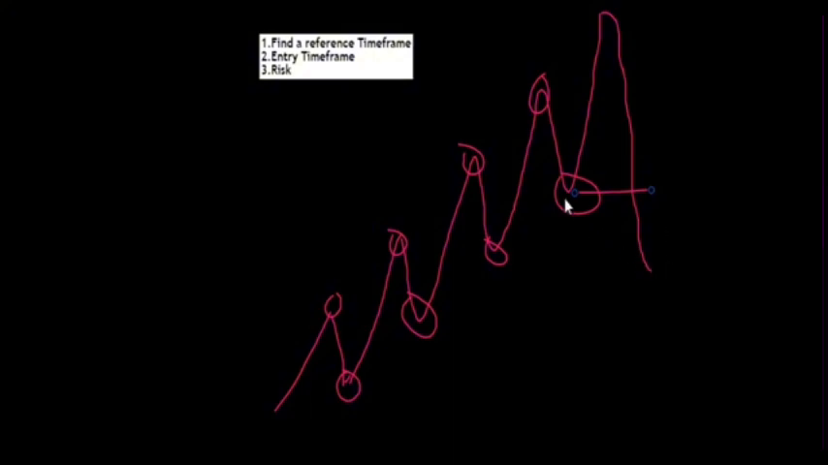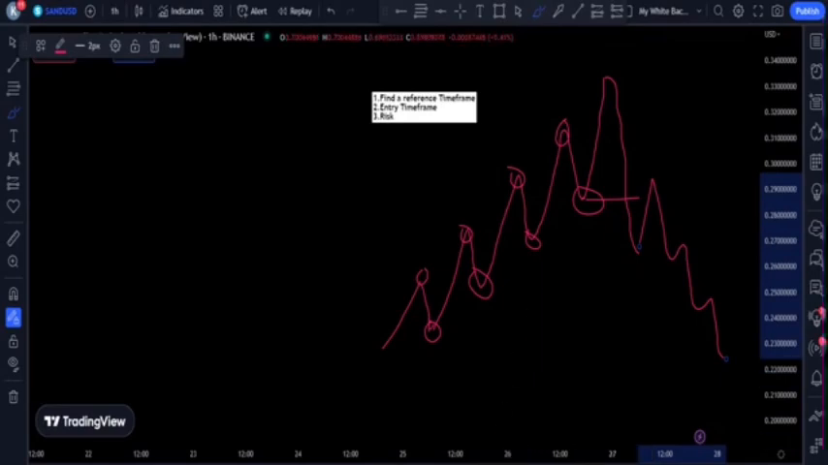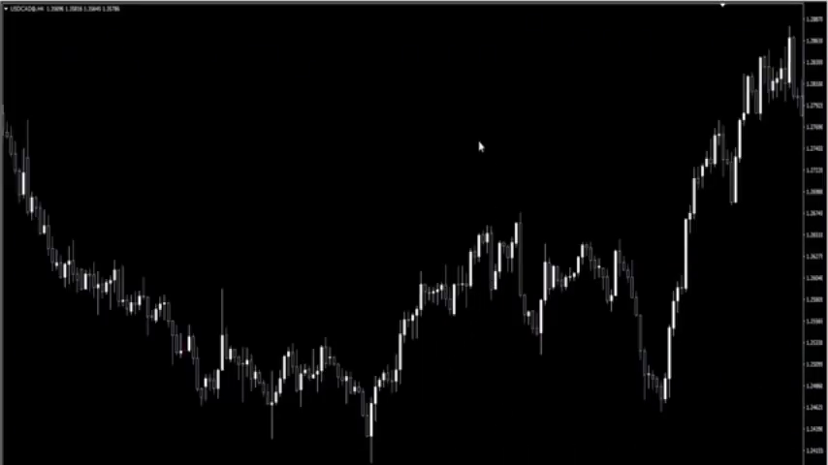So from here, this is a change of character. Once we close below this level, we have taken this last guard. This is just like the last guard we are looking for. So if we see price coming like this, this is now a change of character from an uptrend to a downtrend. So this is the system we're going to use. I'll go to my chart and then show you how to use this particular strategy.